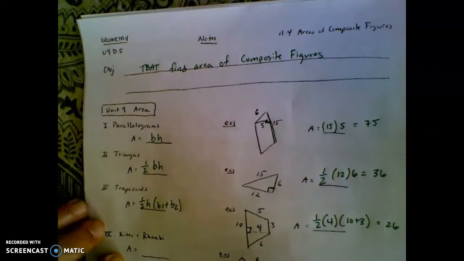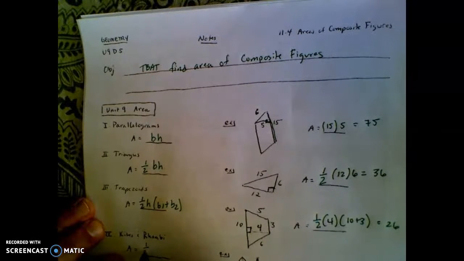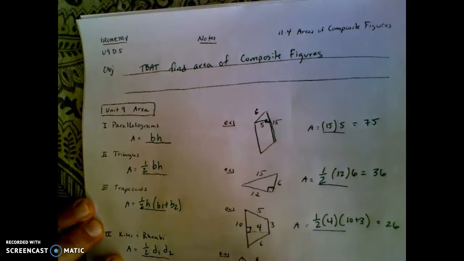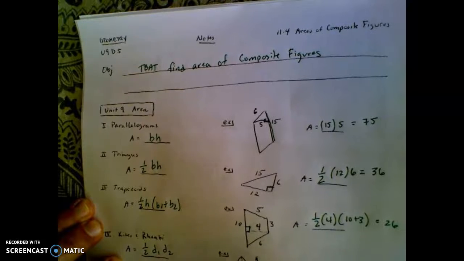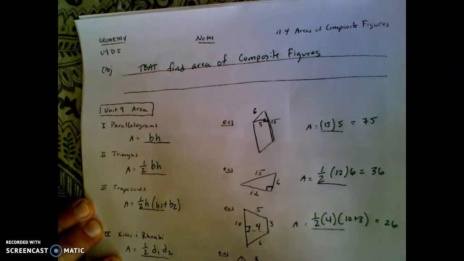Kites and rhombi had the same formula. That was 1/2 diagonal 1 times diagonal 2. Remember that the long diagonal bisects the short one in a kite, which means this other half must be 3 over here, so the total distance on this diagonal would be 3 plus 3, or 6. This other diagonal is 11, so this would be 1/2 of 6 times 11, which is equal to 33.